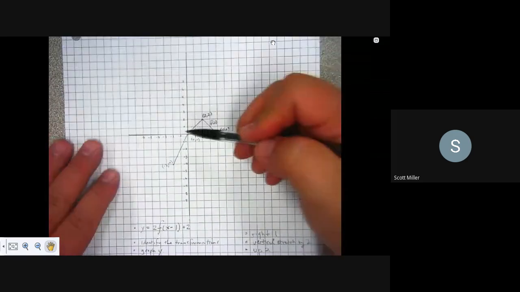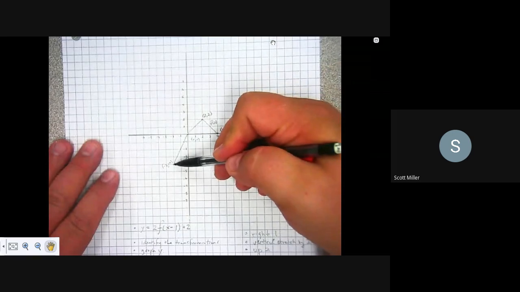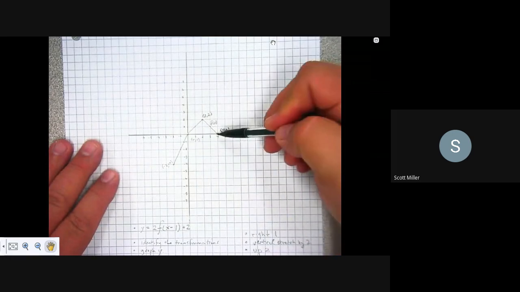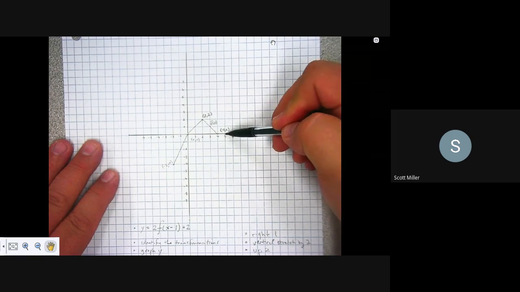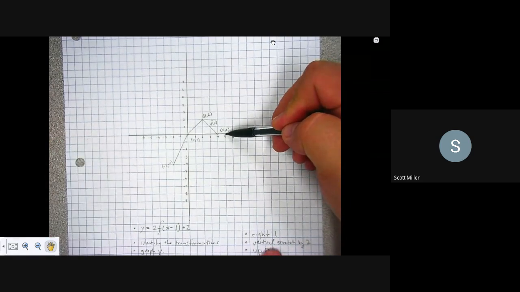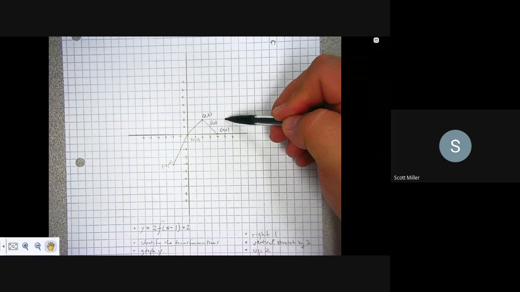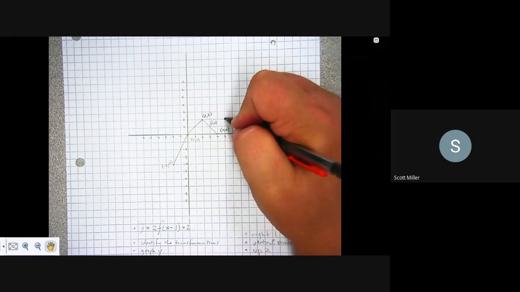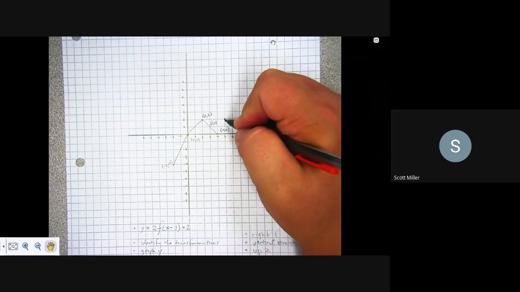So let's start with this one right here. Actually, let's start with this one. So I'm going to go to the right 1. If I go to the right 1, I'll be here. Then I need to stretch by 2. Well, remember, vertical stuff changes the y value. The y value here is a 0. So 2 times 0 is still 0. And then I just move up 2 units. So this point goes here. So this point is that point transformed.